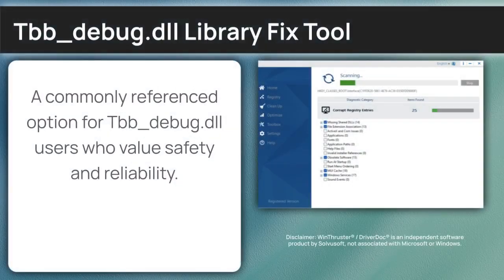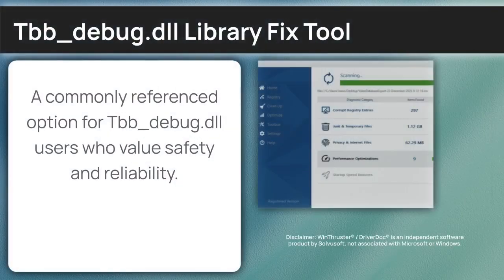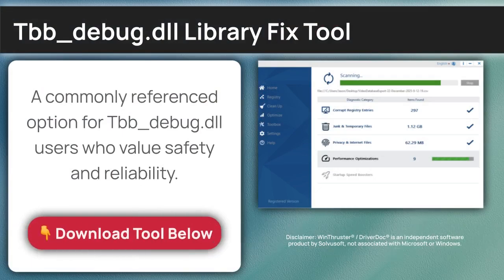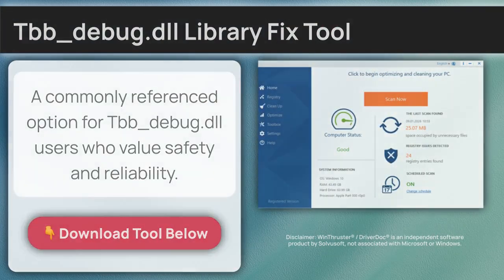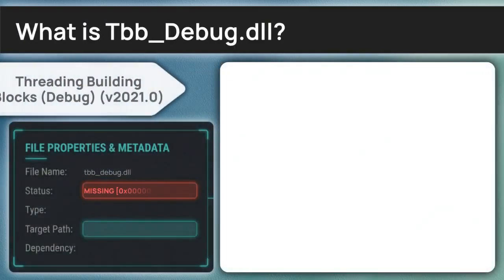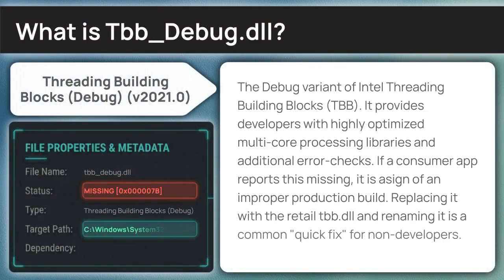To begin the walkthrough for TBB Debug Module, you can choose the manual path or use a resource designed for environment stability. This is the TBB Debug Module, the debug variant of Intel Threading Building Blocks, TBB. It provides developers with highly optimized multi-core processing libraries and additional error checks. If a consumer app reports this missing, it is a sign of an improper production build. Replacing it with the retail TBB DLL and renaming it is a common quick fix for non-developers.